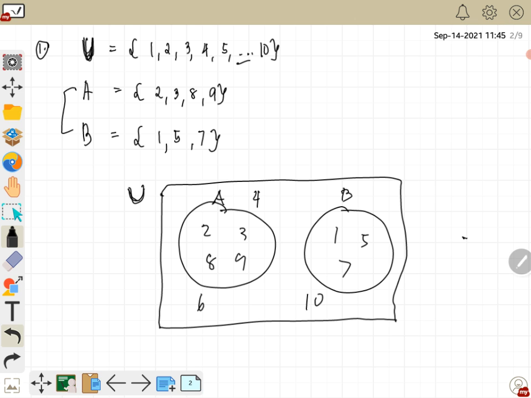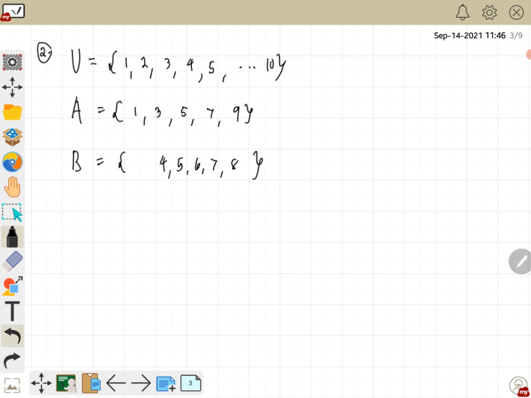So this means, as you can see here, the element 2 is an element of A. It's not an element of B, but it's also an element of U. And 7 is an element of B. It's not an element of A. It's an element of U. 10 is not an element of A, it's not an element of B, but it's an element of U. So this is the first way to show the relationship of sets using a Venn diagram.